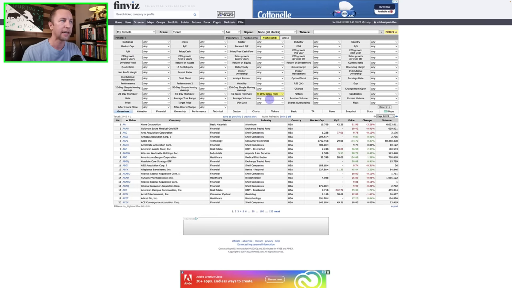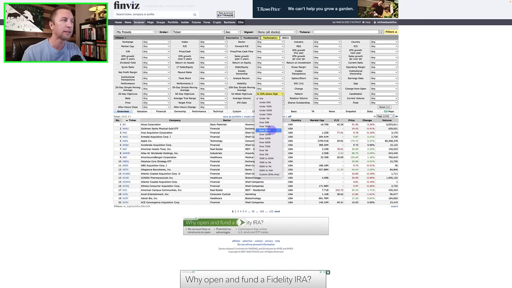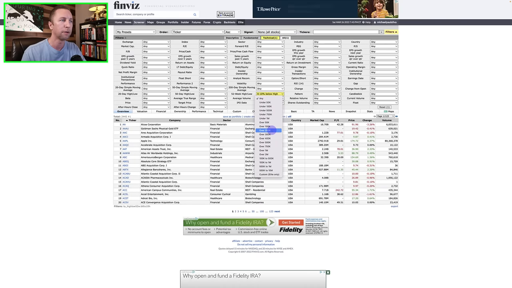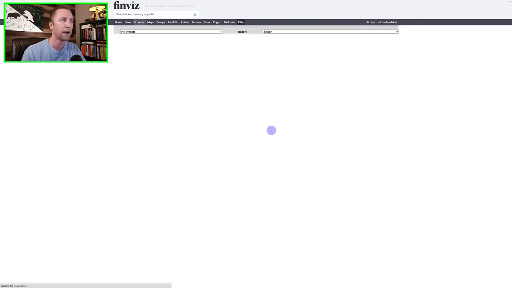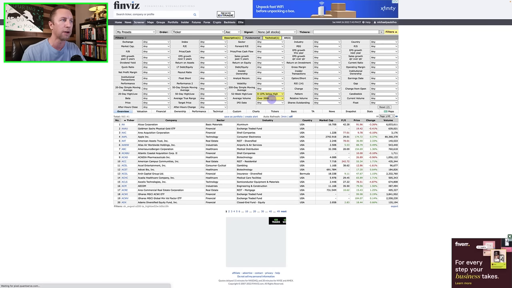The next one I want to look at is average volume. Now this could be a preference, but at lowest amount, I would say at least over 200K. Typically you want more liquid names, but I'm fine with seeing the illiquid names because you can find some very big runners. The next filter is relative volume.